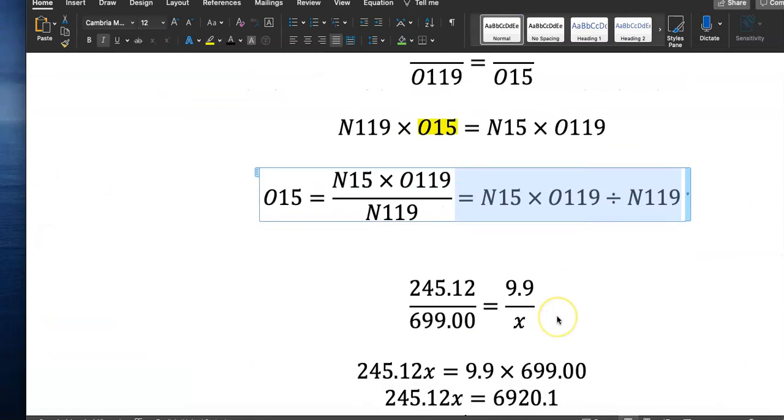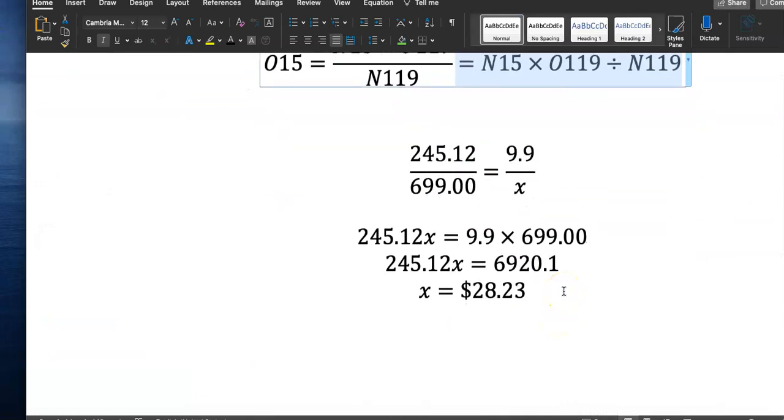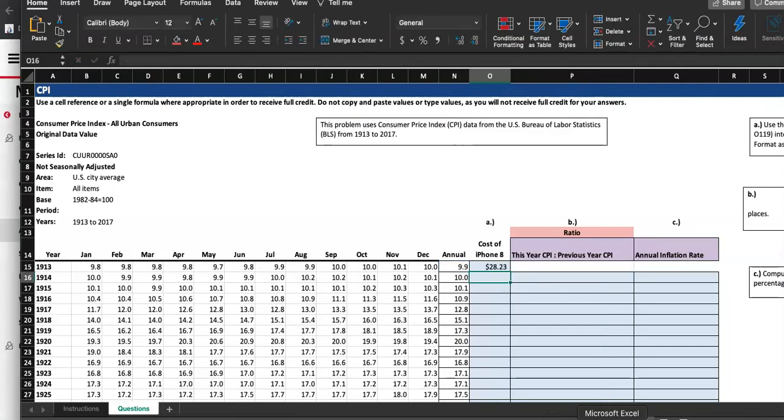Remember, the answer that we got by doing this by hand was $28.23. I want to see the same number again. All right, let me see. Hit enter, $28.23. Yay, we got it.